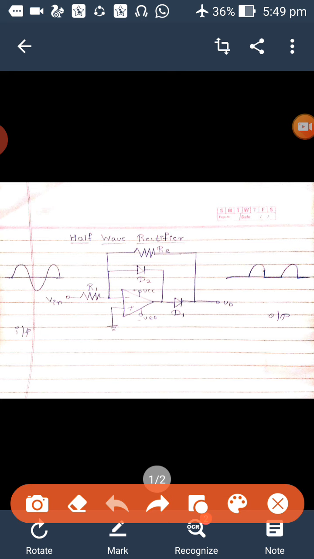Whenever a positive signal is applied to the inverting terminal, what happens? The output of the operational amplifier will be negative because I am giving the input to the inverting terminal. The operational amplifier compares the positive and negative terminals, and accordingly it gives you the output. If I give positive input, the output will be negative.